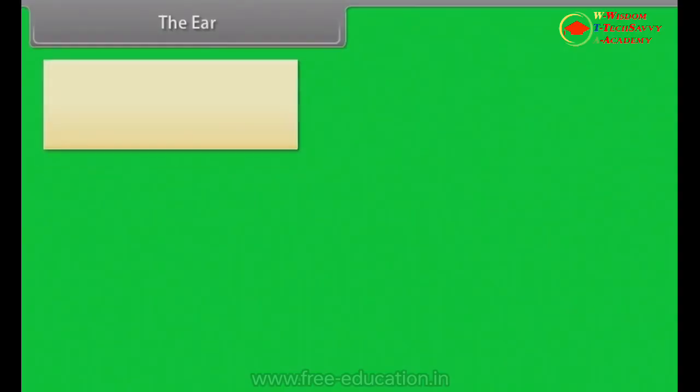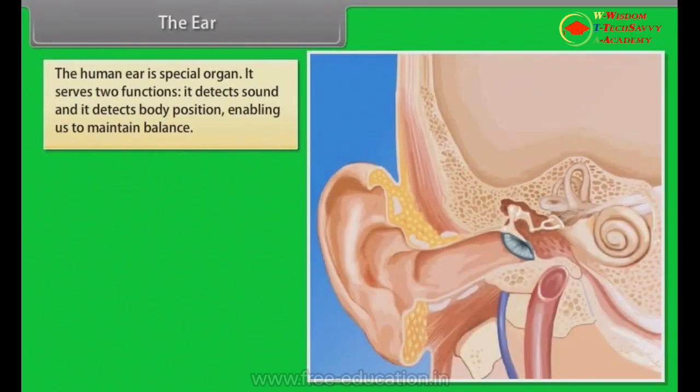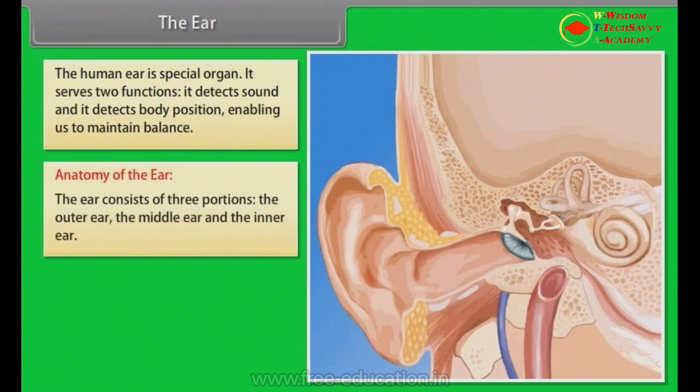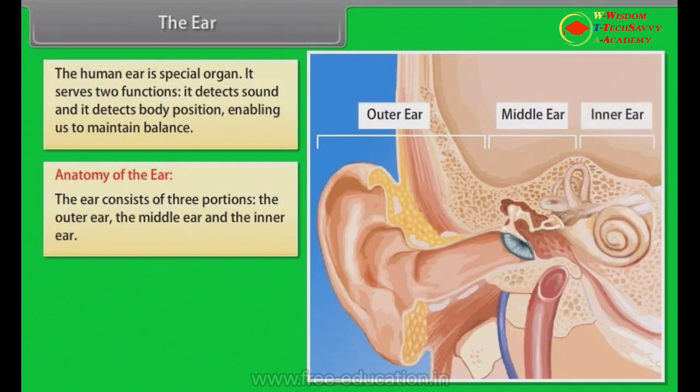The ear. The human ear is a special organ. It serves two functions. It detects sound and it detects body position, enabling us to maintain balance. Anatomy of the ear. The ear consists of three portions: the outer ear, the middle ear, and the inner ear.